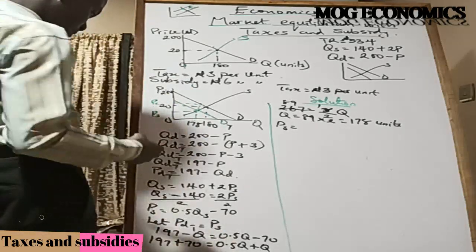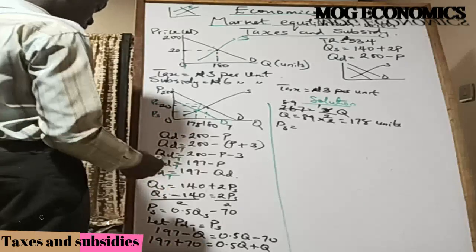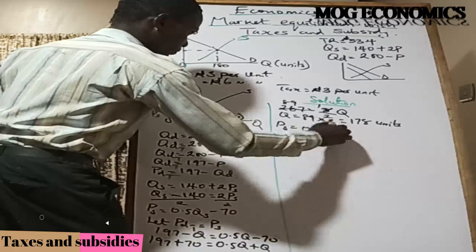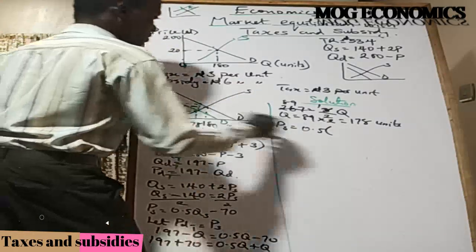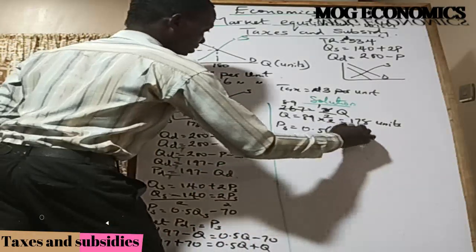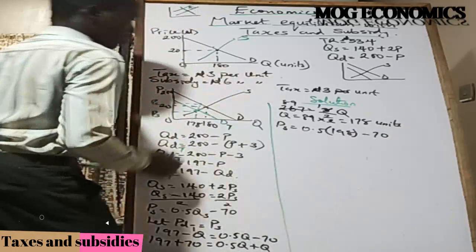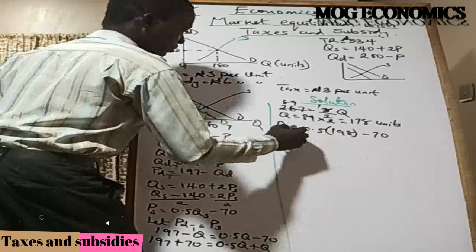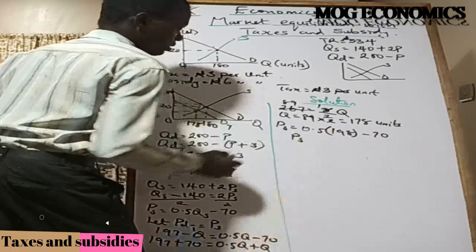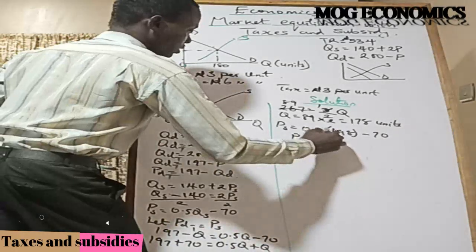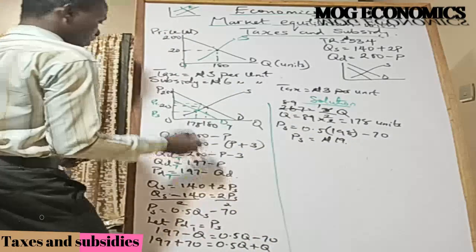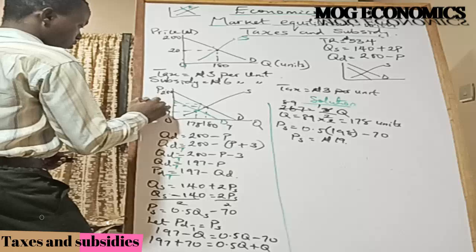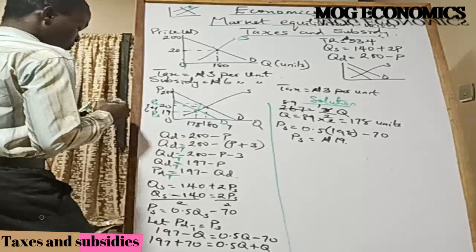PS equals 0.5 QS minus 70. So PS equals 0.5 into brackets 198 minus 70. Okay, so half of 198 is 99, 99 minus 70, that's 29. So PS is equal to 29. We got that time too, if you remember. So from here to here, it's just the appearing burden of one.